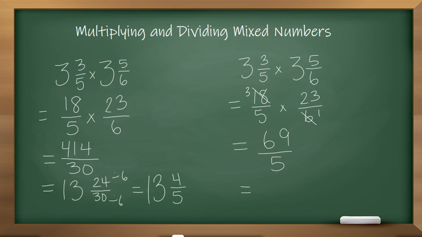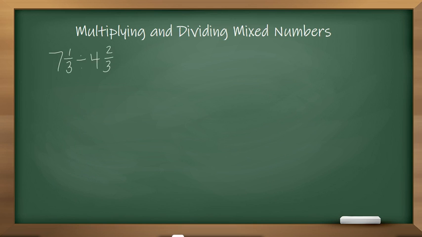So I have 69 over 5, and then I'm going to think, how many times can 5 fit into 69? Well, I know that it can fit in 13 times evenly for 65, and then there's 4 left over. So I get the same answer, 13 and 4 fifths. So this is just two different strategies in terms of whether you simplify towards the start of the question or at the end. And you're free to use whichever one makes the most sense to you.